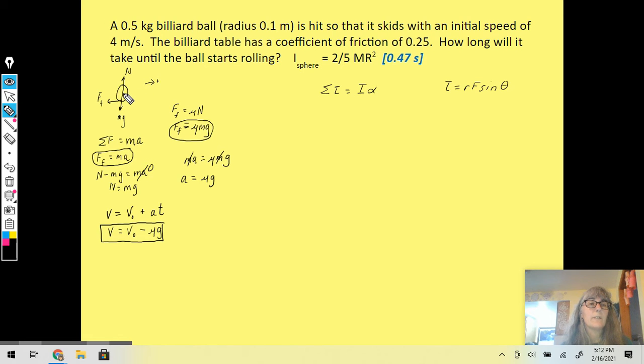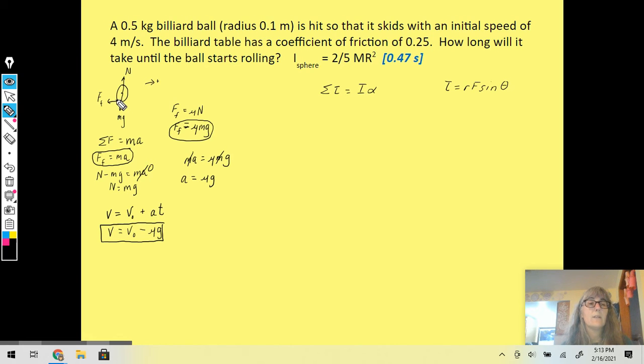So from the center, the axis of rotation of this billiard ball, the normal force is acting in exactly the same direction as the radius. mg is also acting in exactly the same direction as the radius. That means that the angle between those is 0, so the sine of 0 is 0, and there's no torque. Those can't make it rotate. Only the friction is acting at an angle to the radius, and that's 90 degrees. So that's the only one that can cause it to rotate.